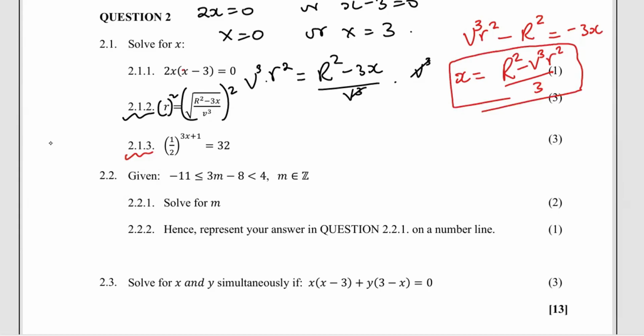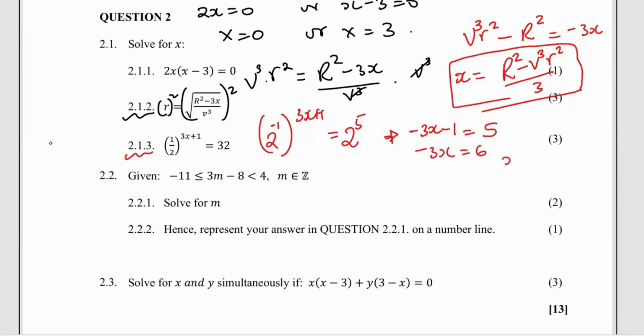So let's make this a base of 2, which is going to be 2 to the negative 1. But we have the exponent of 3x plus 1. 32 can be written as 2 to the exponent of 5. Let's introduce this exponent here, and then we drop the bases, meaning that we have negative 3x minus 1 should give us 5. We move the 1 that side, negative 3x is equal to 6, meaning that our x is going to be negative 2.